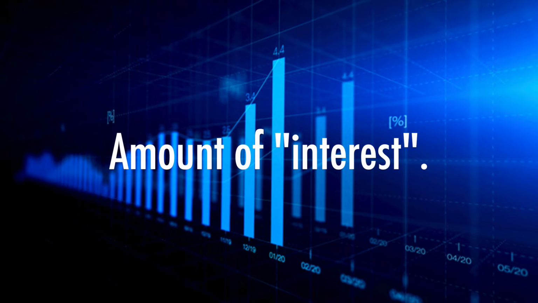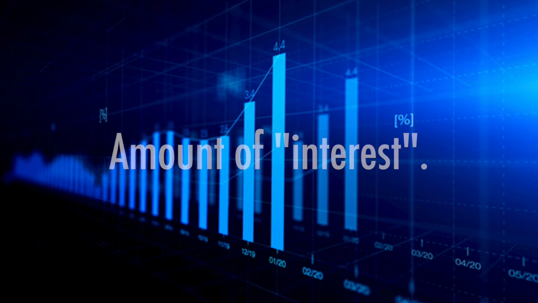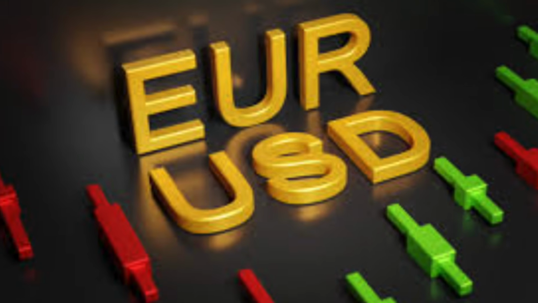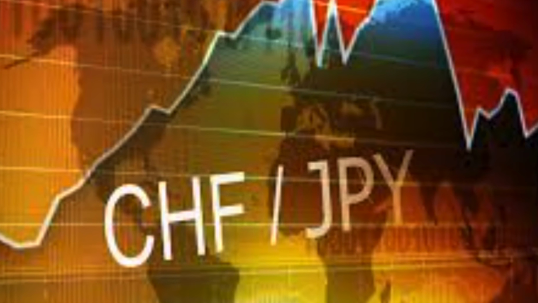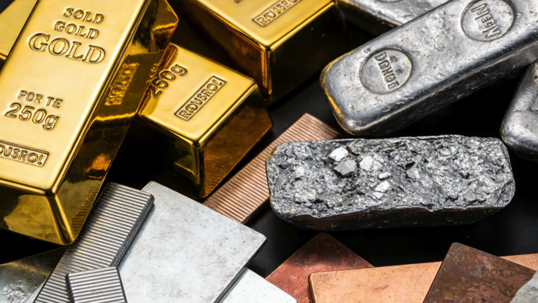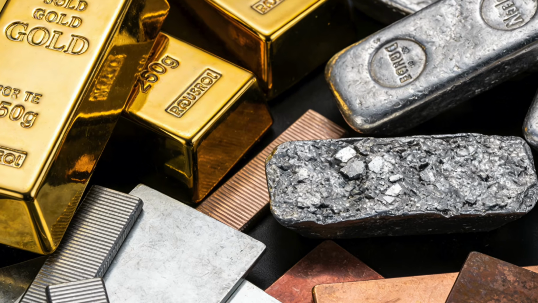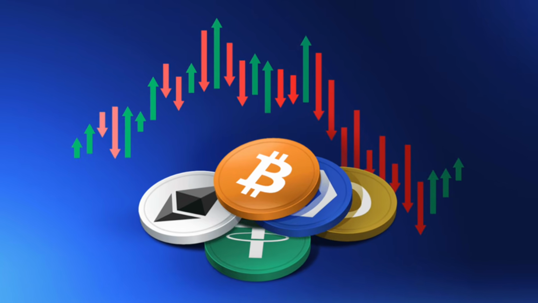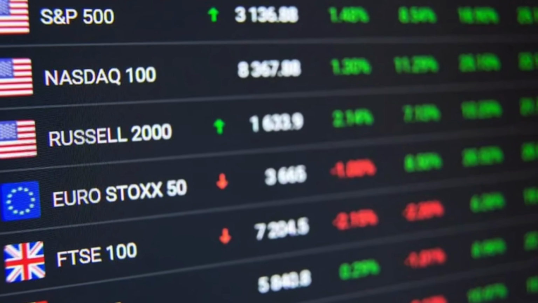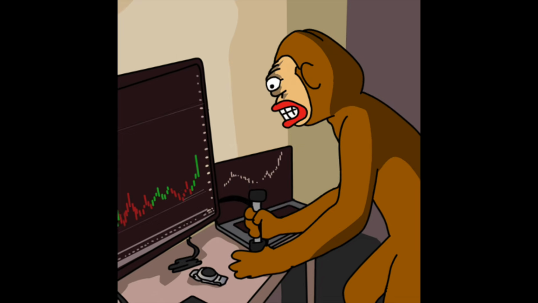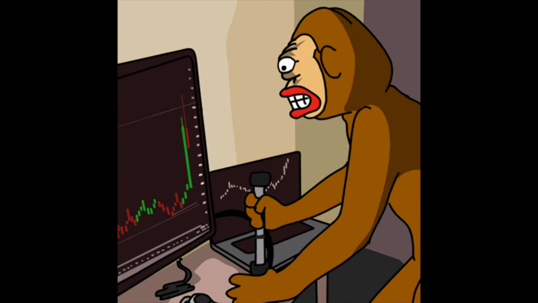This is the amount of interest in a particular market, whether it's the ever-popular euro against the US dollar, or perhaps the Swiss franc against the Japanese yen, or even other markets, metals like gold, silver, and platinum, and more recently, various crypto markets, and finally, index markets such as the SPX 500 or the UK 100. Volume, for the most part, determines what kind of market we get.